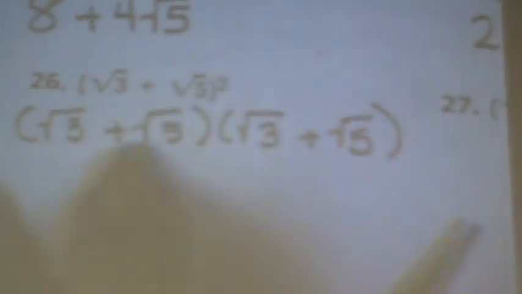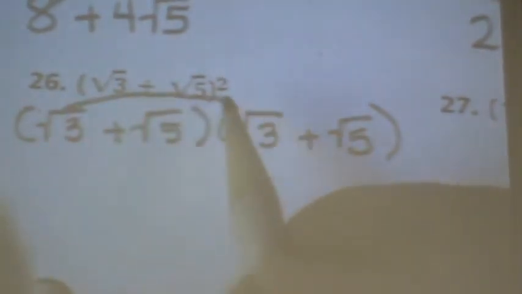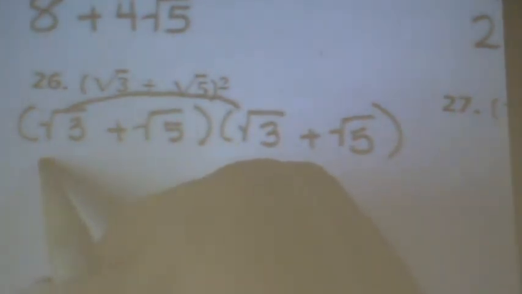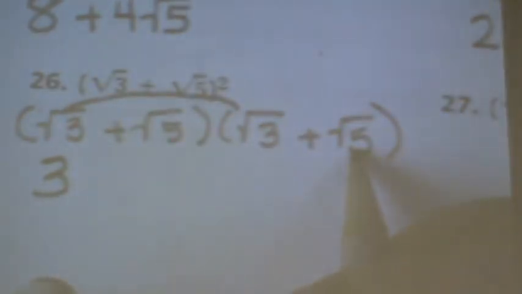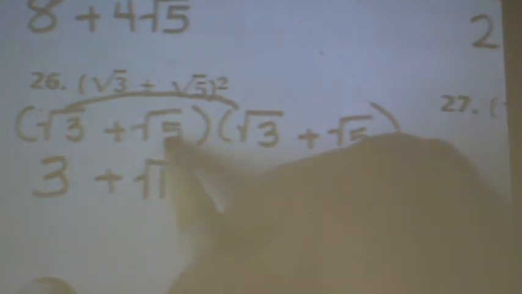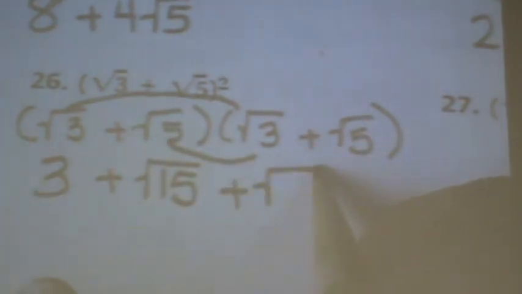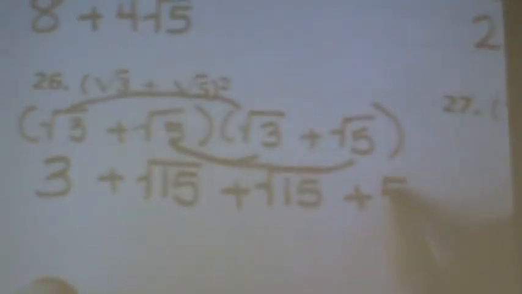Does everyone understand that you've got 2 of these? This is a binomial, we have 2 of them. So now let's FOIL this. What's the square root of 3 times the square root of 3? 3. What's the square root of 3 times the square root of 5? And the square root of 5 times the square root of 5? 5. Okay, now simplify.